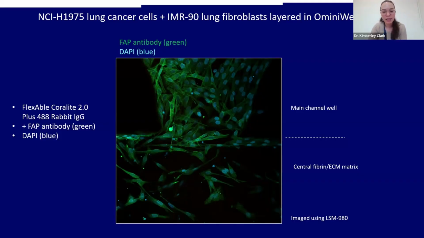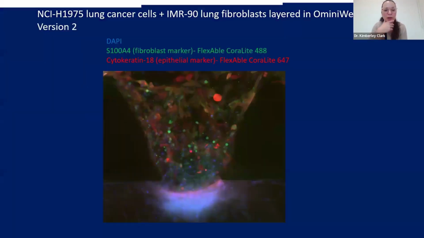On the next slide, a slightly less good image because I actually had some trouble with our microscope. This was just on our upright rather than on our confocal. But when we combine that with the cytokeratin antibodies, we can at least see that we can identify both our fibroblast and epithelial populations quite nicely within the well, and then how they infiltrate down into the central matrix.